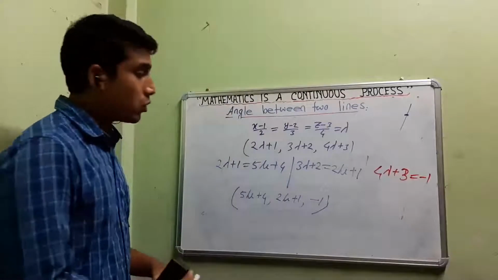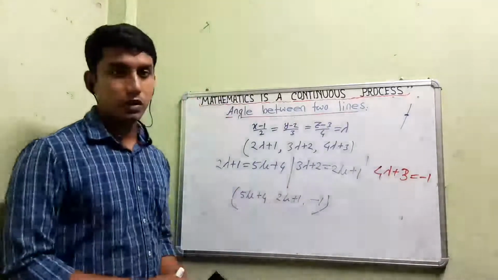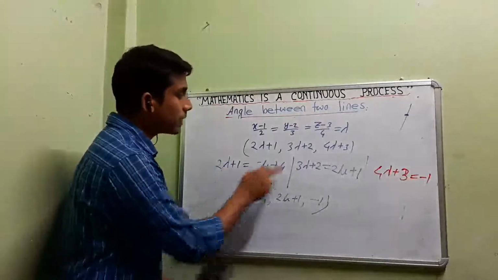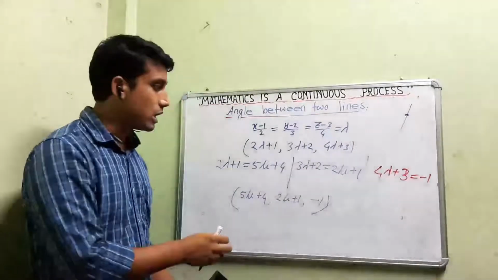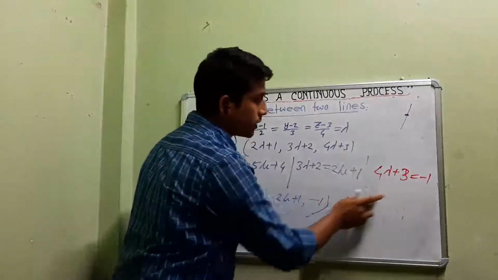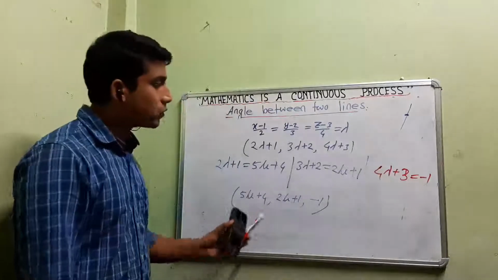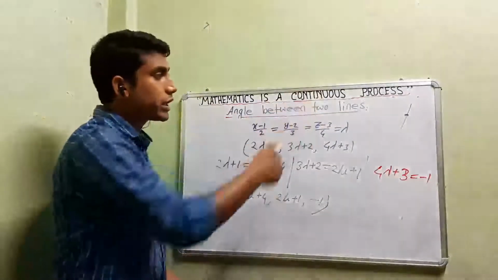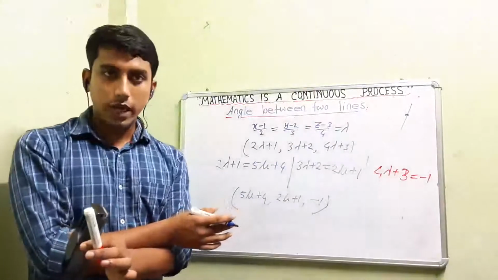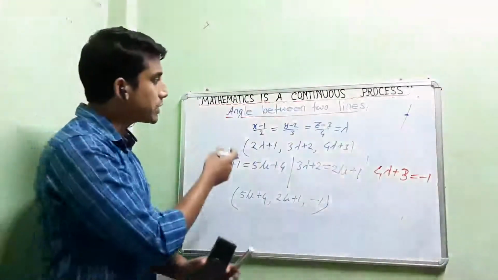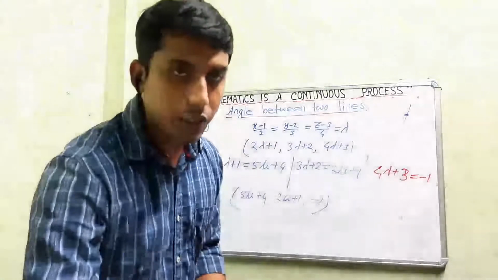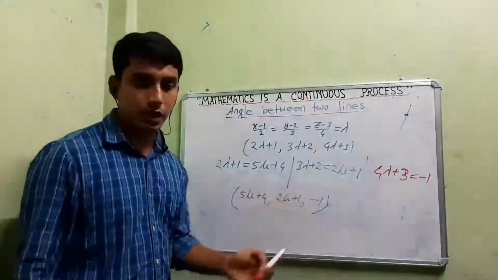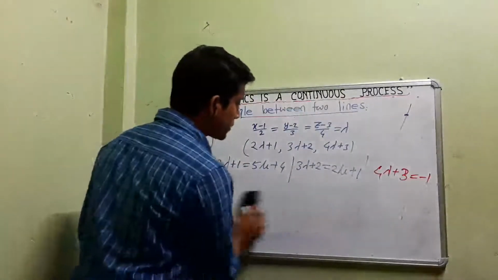So what we'll do, we'll solve the first two equations and try to get the values of lambda and mu. Now putting the values in the third equation, if they satisfy the third equation as well, then we'll say that the two straight lines are intersecting. So if they ask you to show that two straight lines are intersecting, you will do it this way. So let us solve the first two equations.